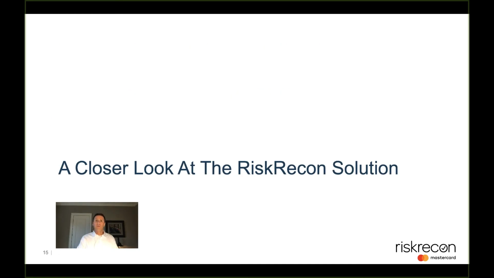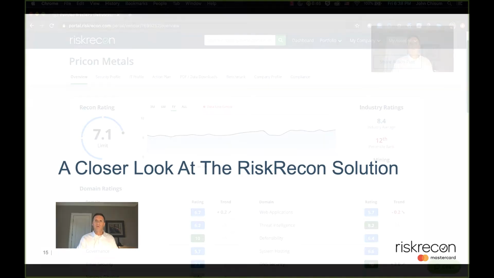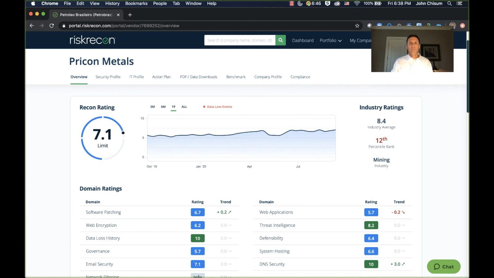We're now going to hop into the RiskRecon portal and take a closer look. We've now loaded up the RiskRecon portal. We'll take a look at a sample company and how RiskRecon presents the various dimensions of risk.